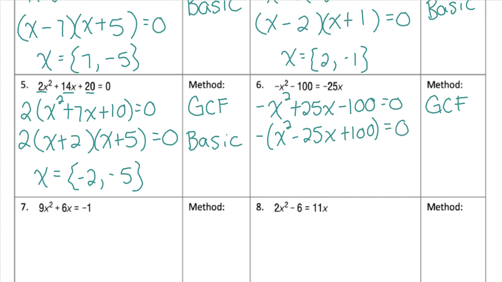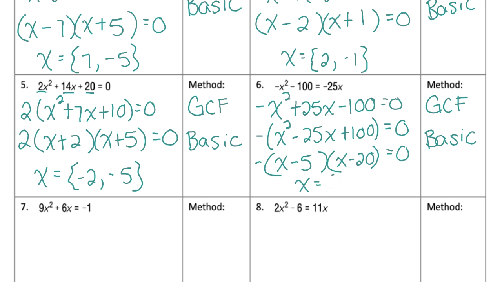Okay, so now I can see that quadratic is a basic one, so I'm going to do the basic method to finish factoring that. So factors of 100 that add up to -25. That's going to be -5 and -20. So my solutions are going to be 5 and 20.